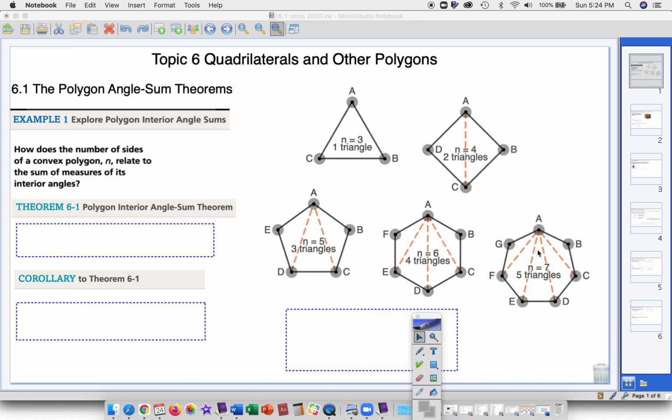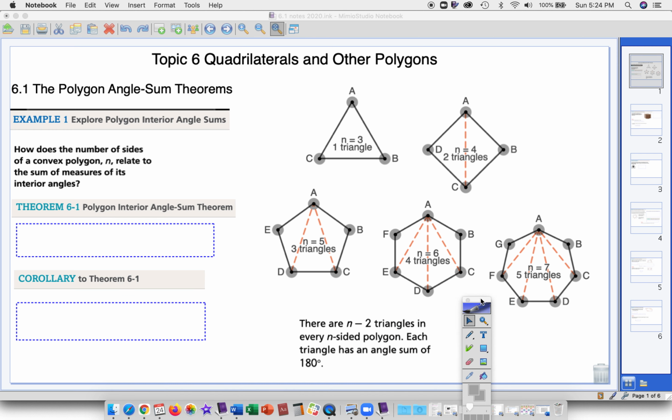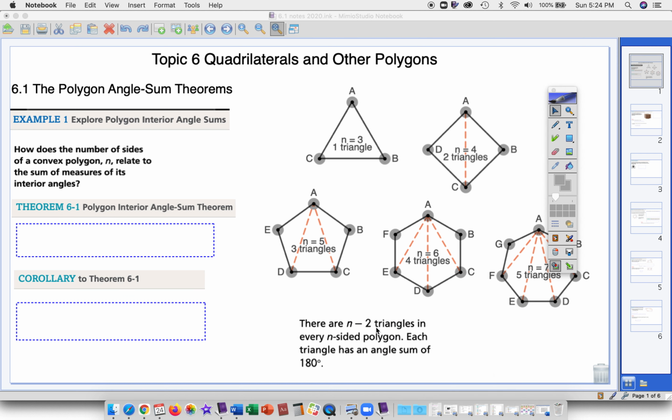For 7 sides, we end up with 5 triangles. Okay, this is the heptagon. So, hopefully you've seen the pattern. There are 2 less triangles than there are sides, right? N minus 2 triangles in every n-sided polygon.